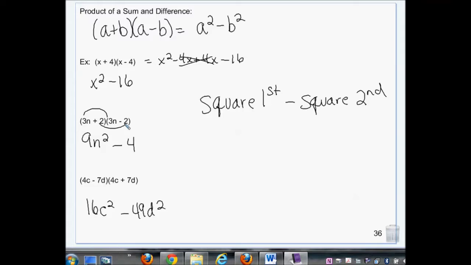So the pattern is if they have the same numbers but opposite signs, you take the first thing you see, you square it, take the second thing you see and you square it, and you put a minus in between them. I see. And then you don't have to do all the work. Is it always a minus? Yes, always a minus. So I'm guessing if they were both negative, you would do the same thing. If they were both plus in the middle, negative, it's this. Yeah.